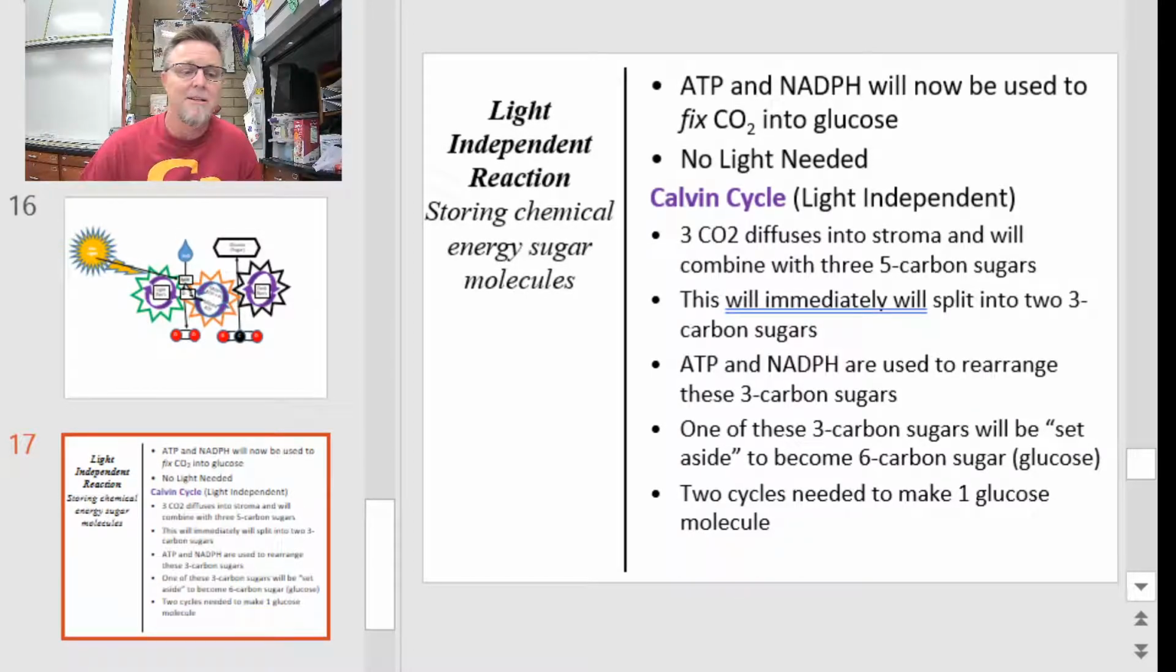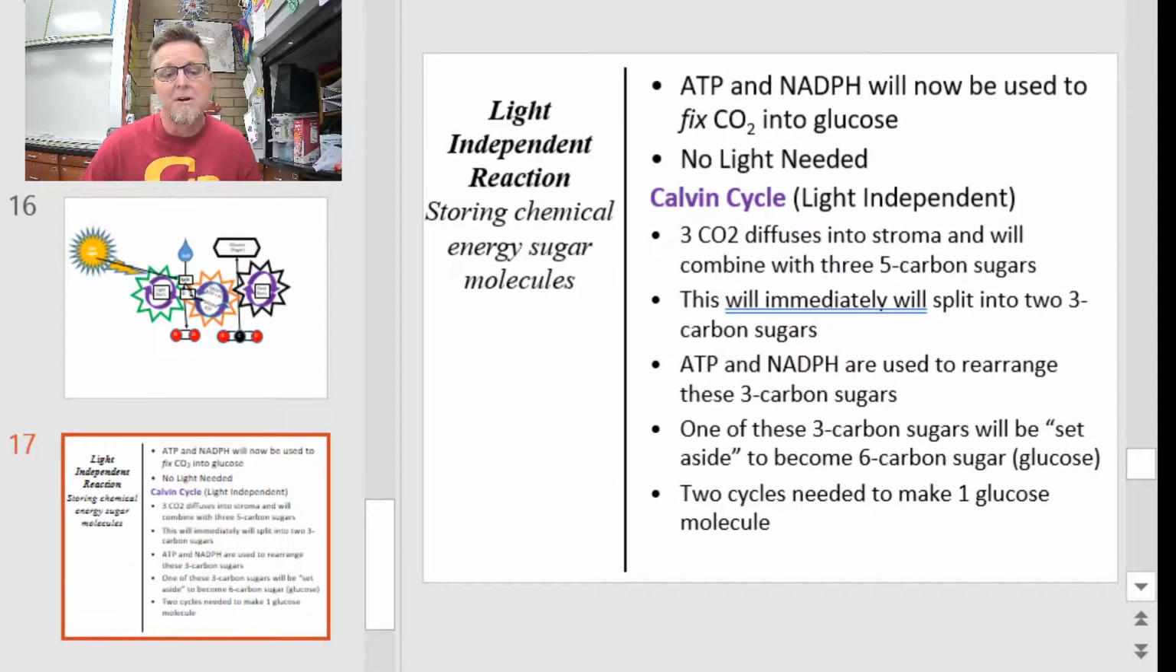Yay! Okay, so we're going to get 3 carbon dioxides that are going to diffuse into the stroma of the chloroplast, and they're going to combine with 3 5-carbon sugars called RuBP, ribulose 1,5-bisphosphate. Now this is a super unstable molecule, so as soon as that connection happens, boom, it breaks, right? It breaks into 3 carbon sugars, which, just take my word for it, are 3 carbon sugars. You don't have to memorize the names of every single step in this process.